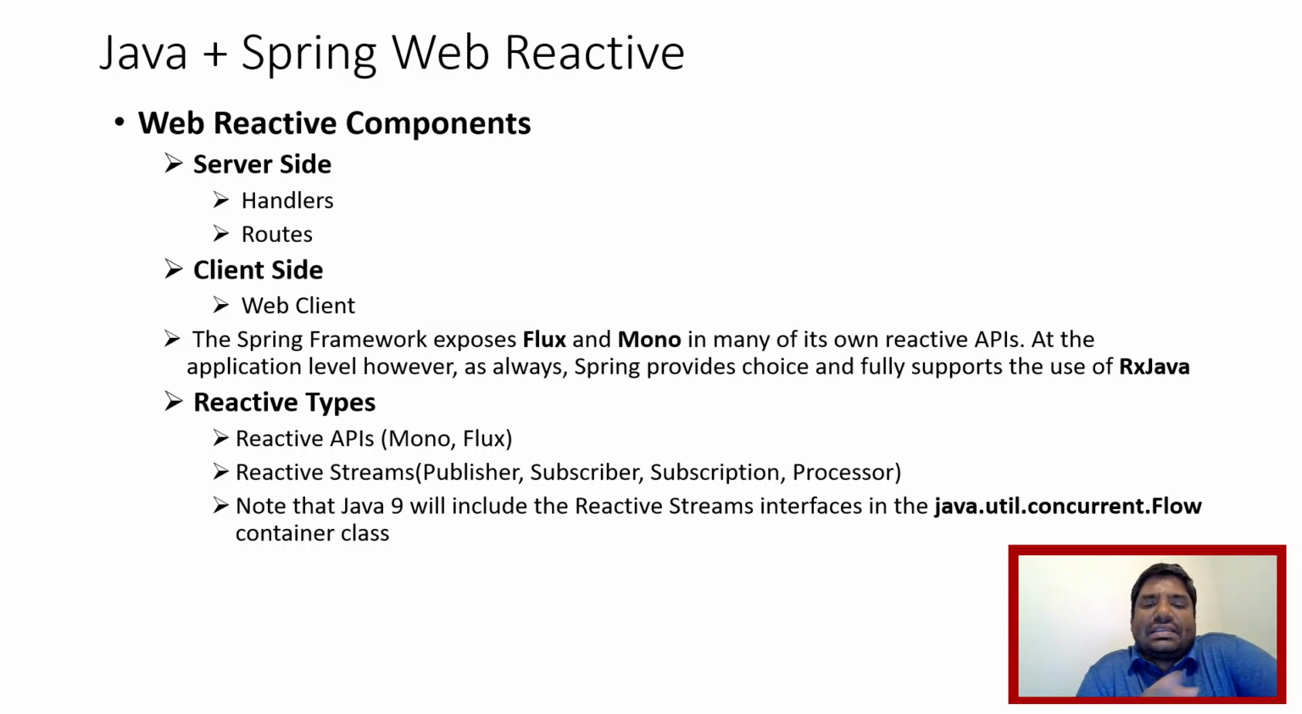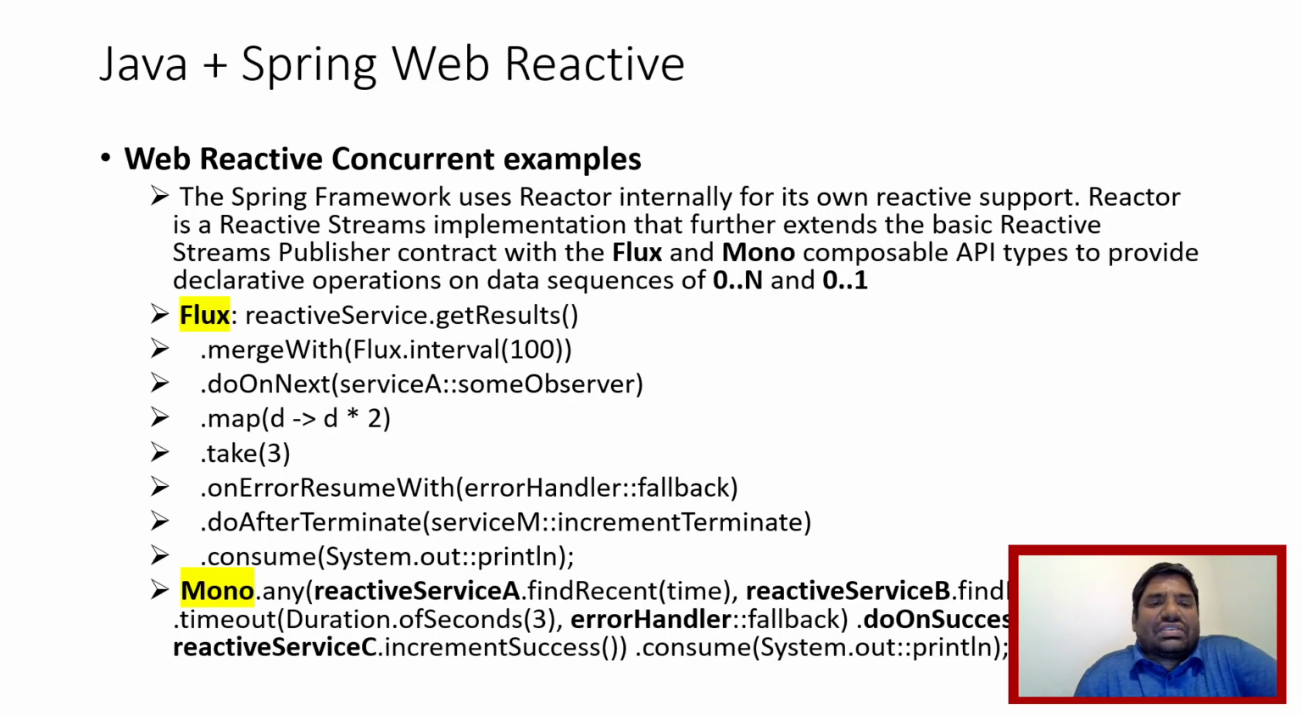Reactive streams, as I said: publisher, subscriber, and so on. They use java.util.concurrent.Flow, the functional interface. I was talking about how I can make calls concurrently using this framework. The Spring Framework uses Reactor internally for its own reactive support. You can read about it, and reactive streams as well. So Flux is 0 to n, and Mono is 0 to 1, which means a single object present or not present. Here, zero or many.